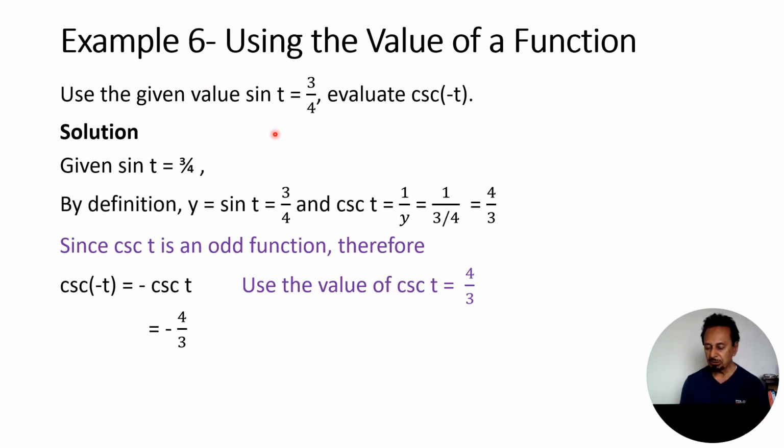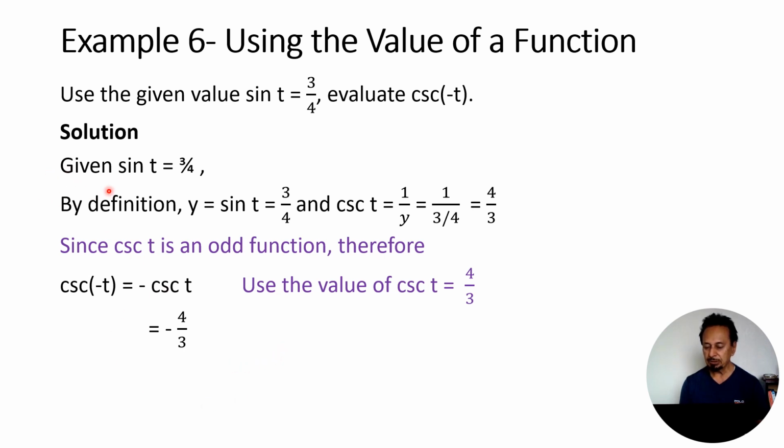Example 6. Sine of t is 3/4, and we want to find cosecant of negative t. So given sine of t is 3/4, by definition, y is equal to sine of t is equal to 3/4. And cosecant is 1 over y. So y is 3/4, so 1 over 3/4 becomes 4/3. Since cosecant is odd, cosecant of negative t is minus cosecant t. So we just found cosecant t is equal to 4/3. So the answer is negative 4/3.